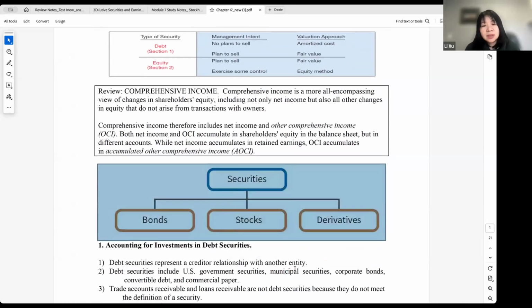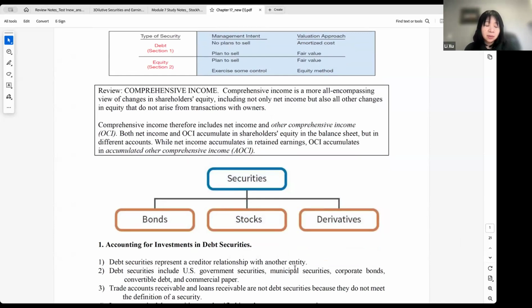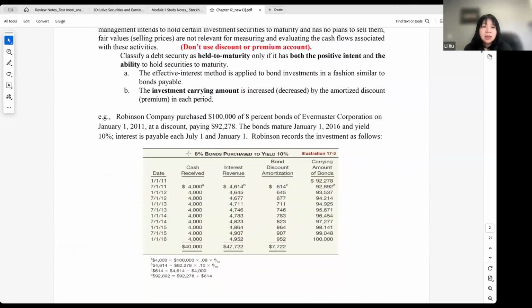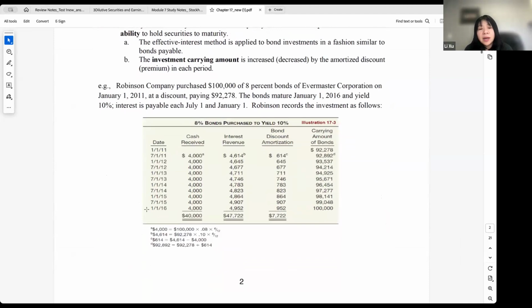This is the chapter about securities, and we only cover bonds and stocks. Here, there will be one multiple choice question about the concept, like what is held to maturity, trading, available for sale. Just read through it, understand the difference. And again, I will ask you to do the journal entries, but for this chapter, I will give you the amortization table. You don't need to do the amortization table by yourself, but if I give you an amortization table like this, you need to be able to get the numbers and write out the journal entry.